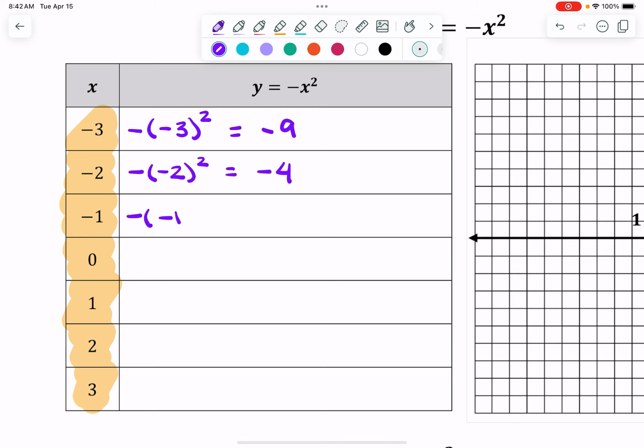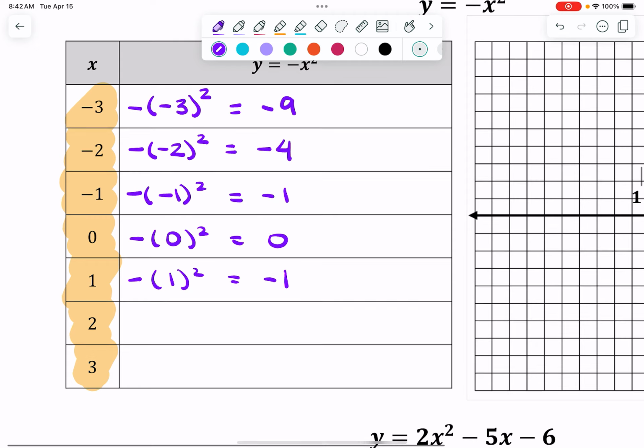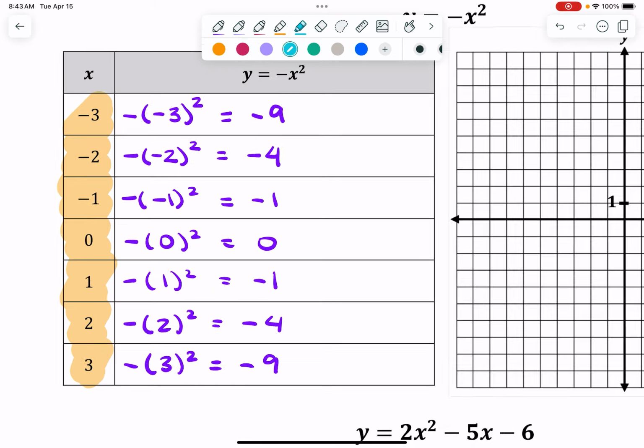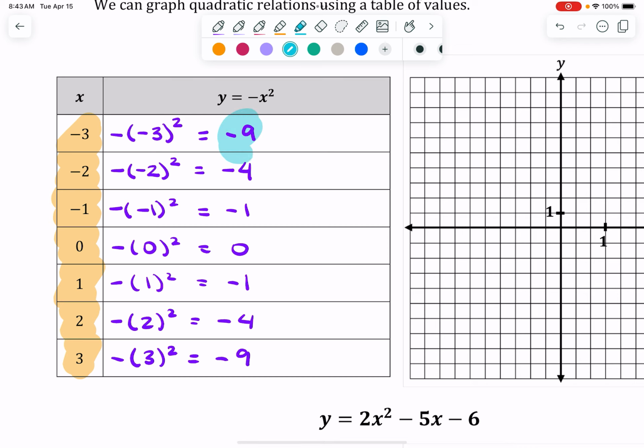Okay, and hopefully you unpause and you completed the rest of the table and you get this. Now, what we've just done is we've come up with the y coordinate for all of those given x coordinates. So I can take all these points and plot them on the graph.